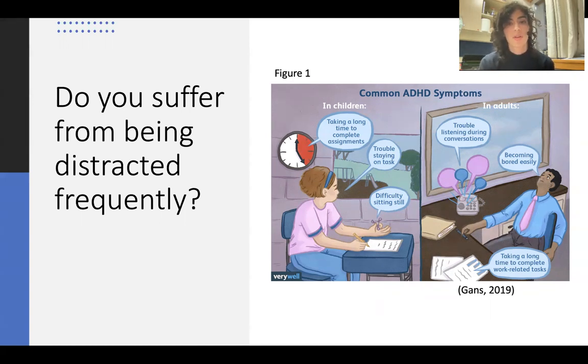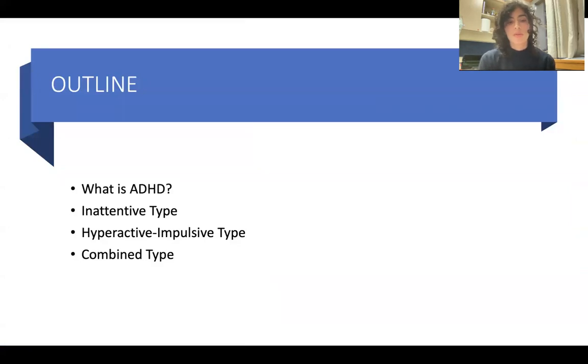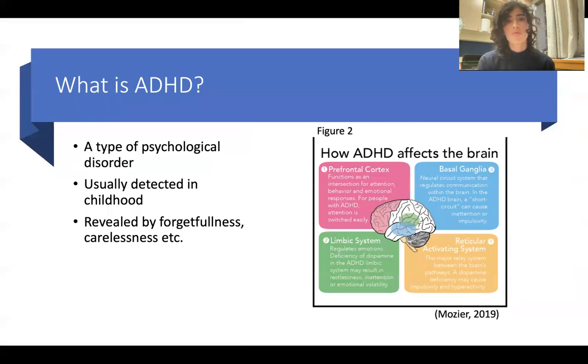Now let's start with the outline. Firstly, I'll be talking about ADHD itself, what it is and how frequent it is among people. And then I'll be talking about the types, namely inattentive type, hyperactive impulsive type, and combined type. And what is ADHD? ADHD is a type of psychological disorder, and it affects distinct parts of our brain in some different ways, as you can see in the image in the right part of the page.